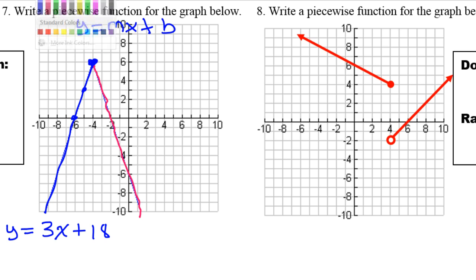For the right-hand side, again, I need the slope and the y-intercept. This is going down 3, right 1, down 3, right 1, as I go from left to right. So that's -3 over 1. So I'm just going to have -3x. Now the y-intercept, I can see that this crosses the y-axis at -6. So that's -3x minus 6.